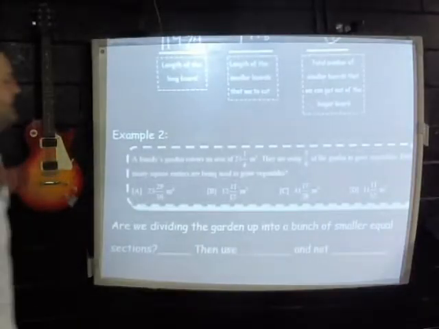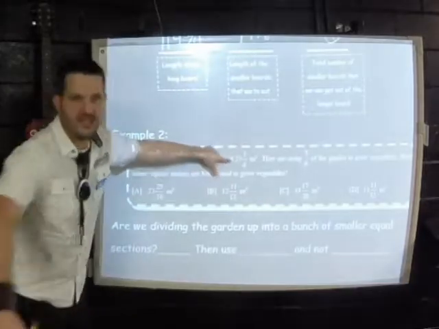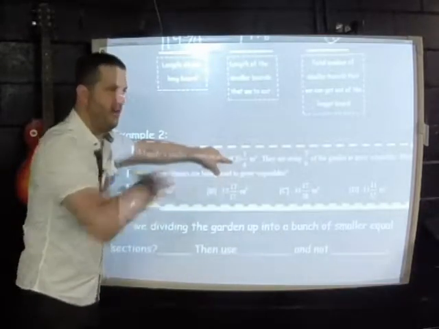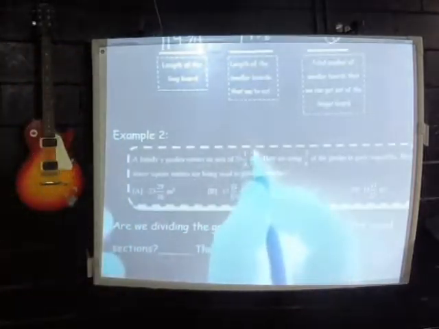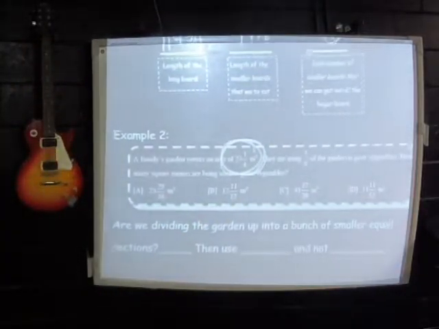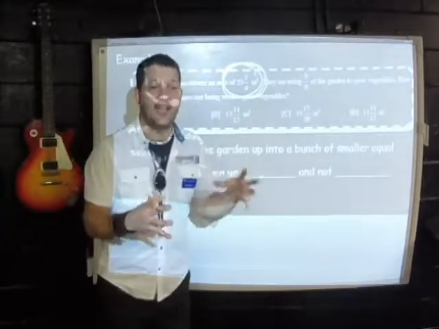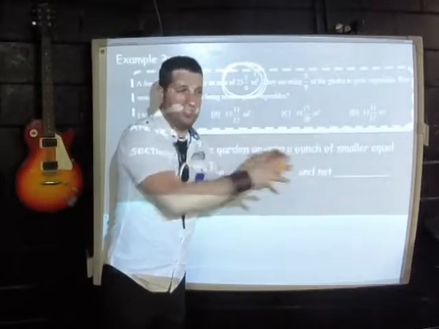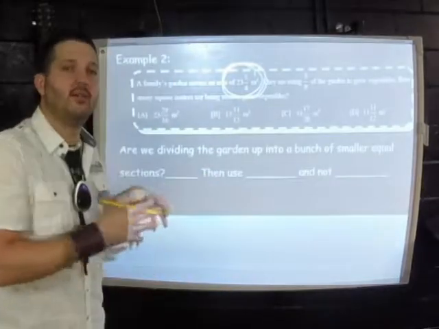Okay, so the first thing is this family has a garden, right? They got a big garden. Now area is how big the flat surface of the garden is. It's telling you how big it is. So circle this. This is how big the garden is. The question at the bottom though, are we taking this garden and dividing it into a bunch of smaller equal sections? Is that what this story is talking about? No. A bunch of smaller equal sections though?